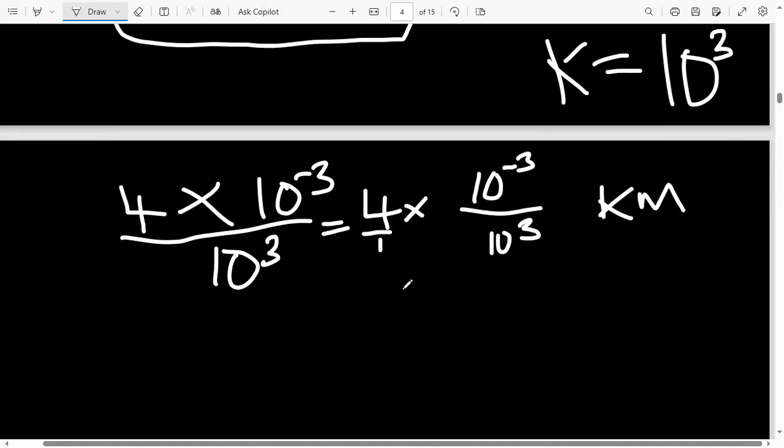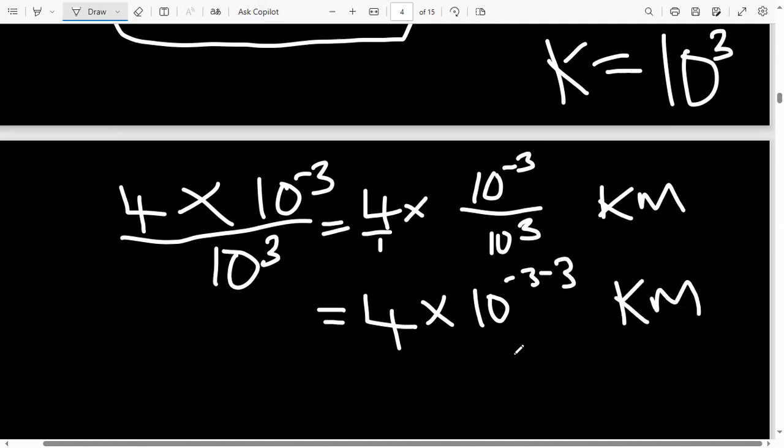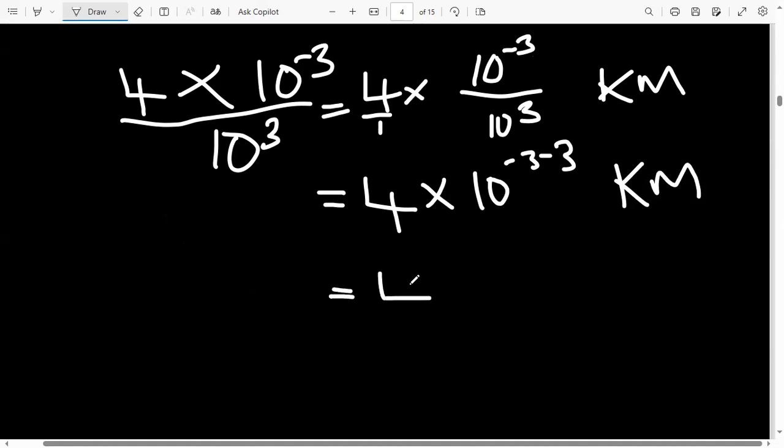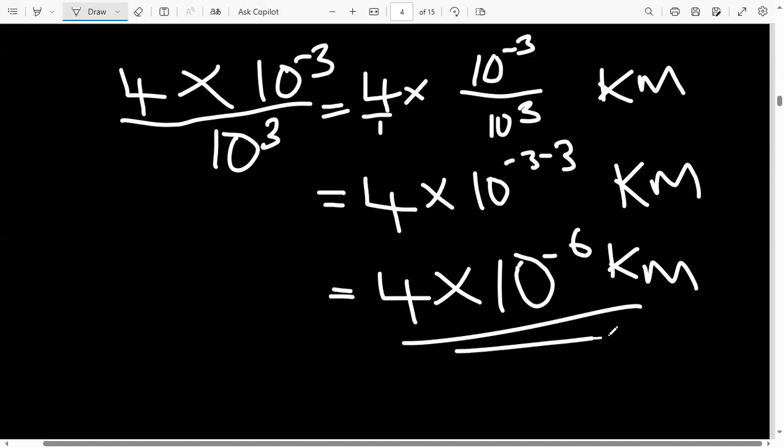Okay, so I can simplify this expression. According to the laws of indices, if I have the same bases and I'm dividing, it means I just have to subtract the powers. So this will be 4 multiplied by 10, and then I have minus 3, which is this one, minus this 3 that is down there. So this will be kilometers. So it means my answer will just be 4 multiplied by 10 to the power, what is minus 3 minus 3? So this will be minus 6 kilometers. So this is the final answer there.